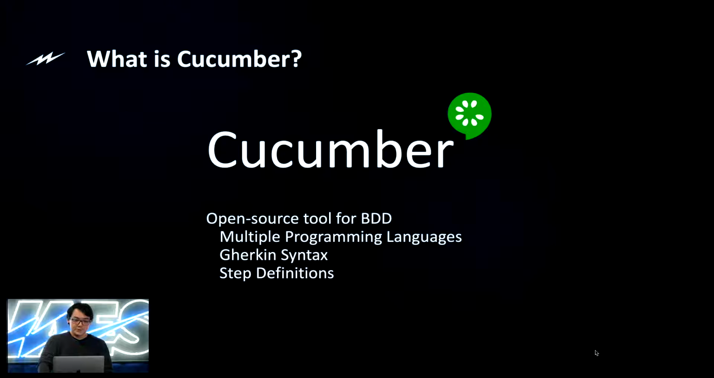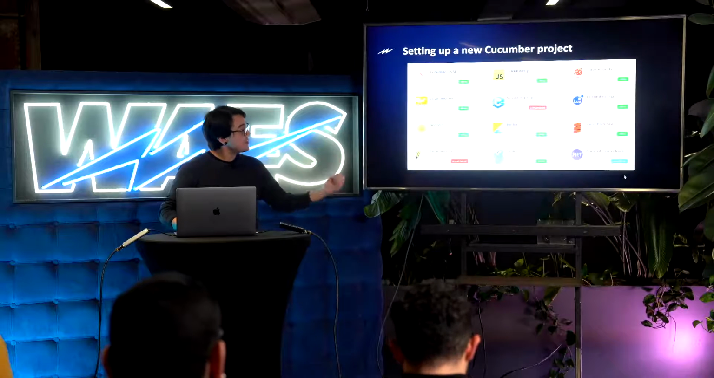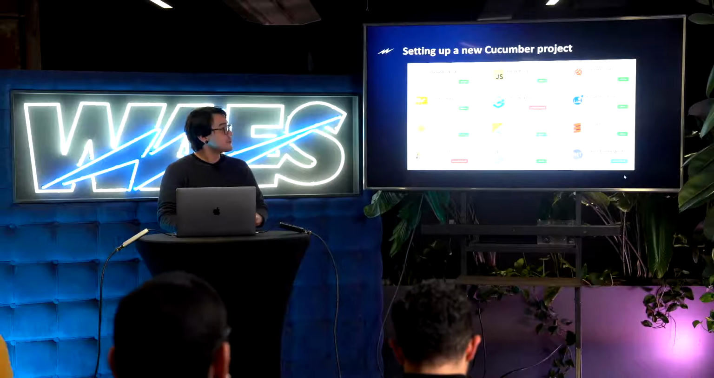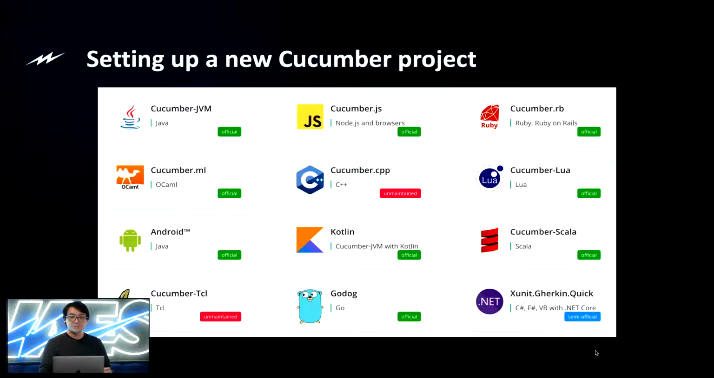So now you go to Google and search for Cucumber. First of all, you're going to find a lot of cucumbers, and then you search for Cucumber BDD, and you finally get a list of programming languages that you can use with Cucumber. Nowadays, we have this page which shows which languages are supported, and you can see the small labels for official, unmaintained, unofficial, and semi-official.